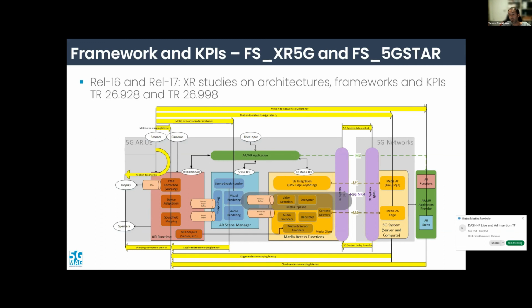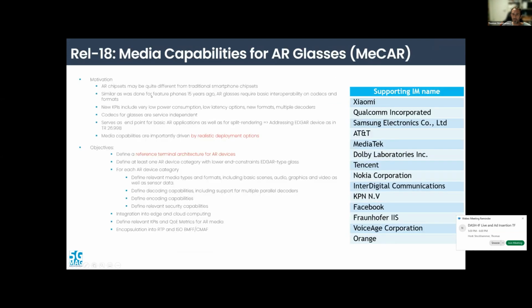physical connections. How can you make use of codecs? How can you make use of encoders? How can you render in the network? How can you use 5G functionalities on the system, the radio, to support these types of use cases? So there's a whole framework that looks into how you set up connectivity and how you distribute the processing, in two technical reports referred to here out of Release 16 and 17.